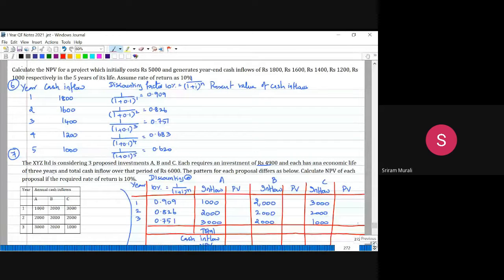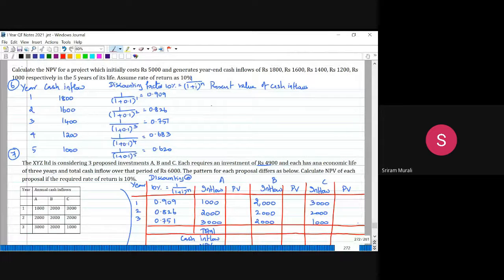Calculate the net present value for the project with an initial cost of rupees 5,000. It generates cash inflows for the first, second, third, fourth and fifth year, and the discounting rate is also given. So this is the inflow for each year. I invest 5,000, which generates the cash inflow which is given. Also, we are finding the discounting factor for 10%.